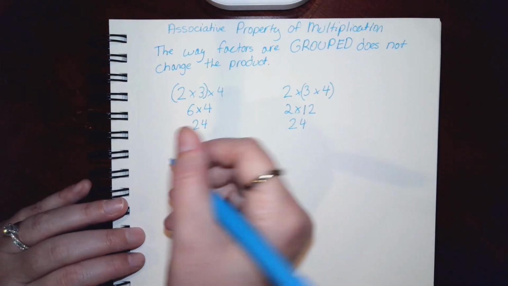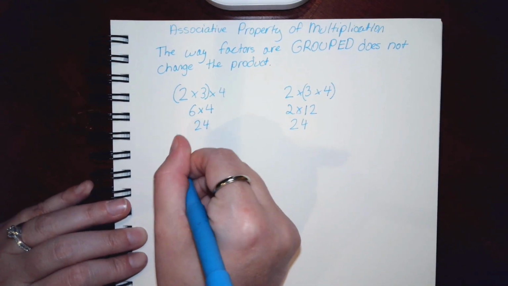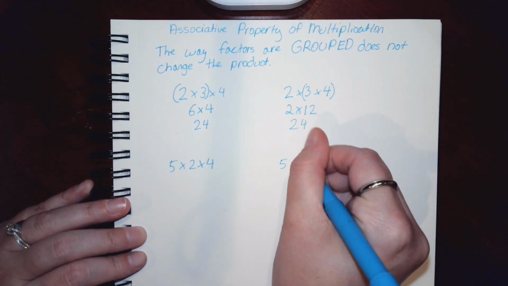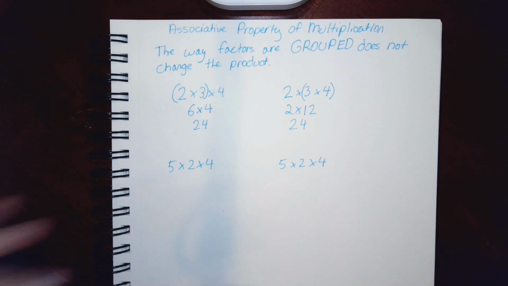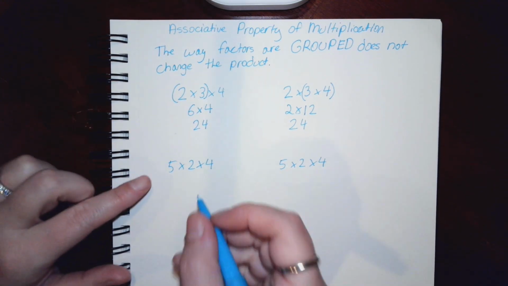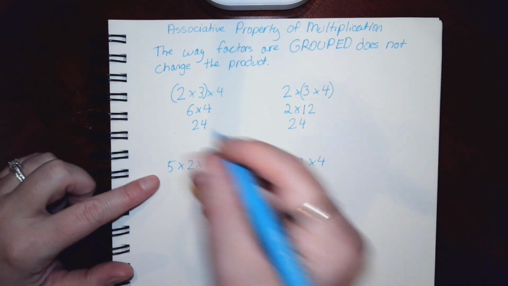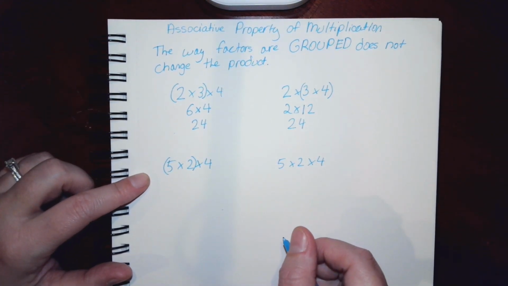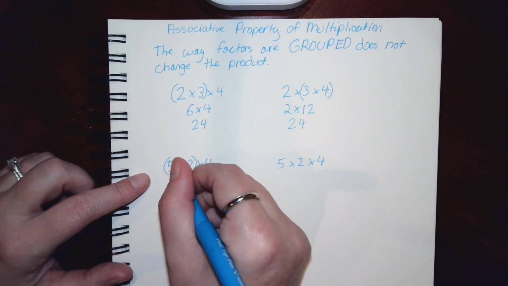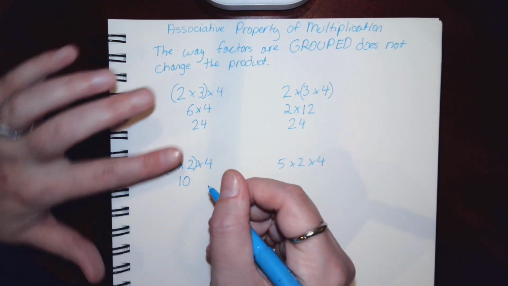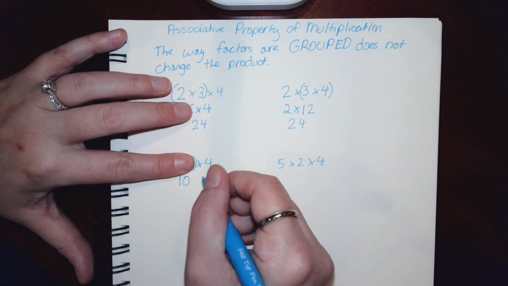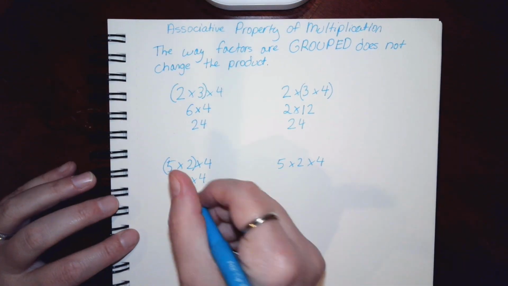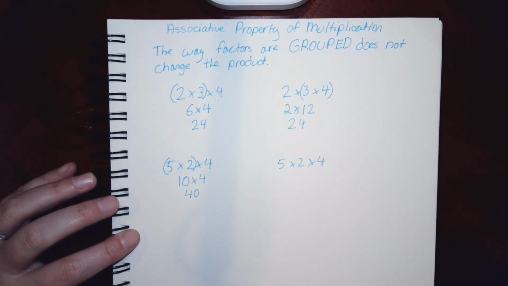Okay, let's do another one. Let's do 5 times 2 times 4. Again, I'm going to write that 2 times because we are going to change the grouping. So the first time I'm going to group it together, I'm going to do 5 times 2. Okay, everybody, what's 5 times 2? That is 10. So I'm going to bring down the 10. That's gone now, so I need to bring down my times 4. What's 4 tens? That's going to give us 40.